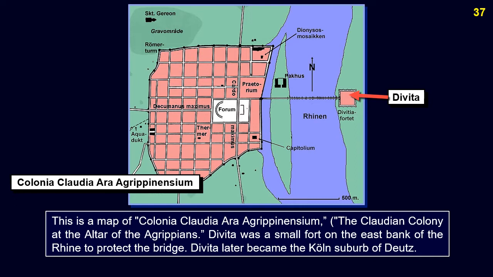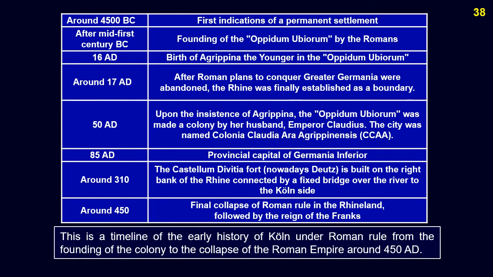Divitia was a small fort on the east bank of the Rhine to protect the bridge. Divitia later became the Köln suburb of Deutz. This is a timeline of the early history of Köln, under Roman rule from the founding of the colony to the collapse of the Roman Empire, around 450 AD.